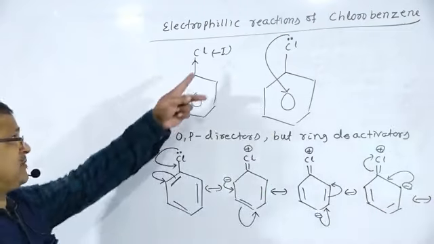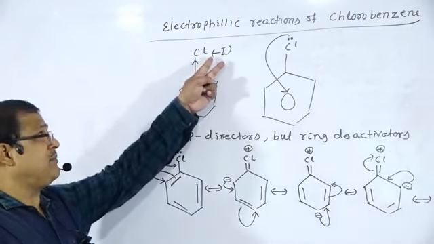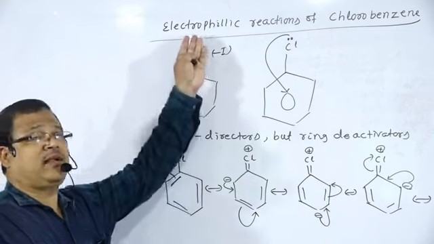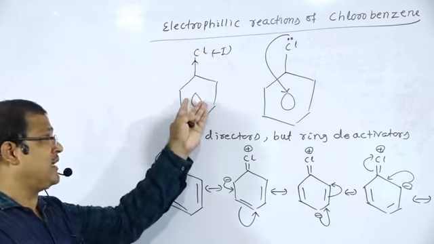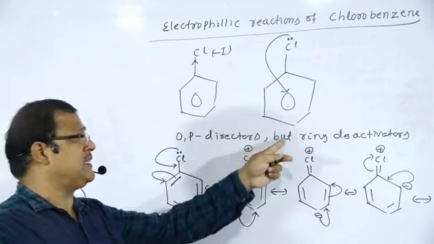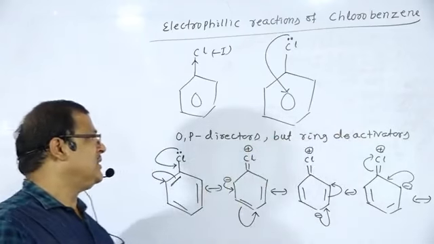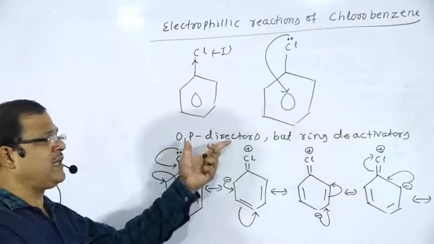Because of this minus I nature, that will withdraw the electron from that ring, that will decrease the electron density in the ring. Therefore these are treated as ring deactivators. But why are these ortho-para directors?